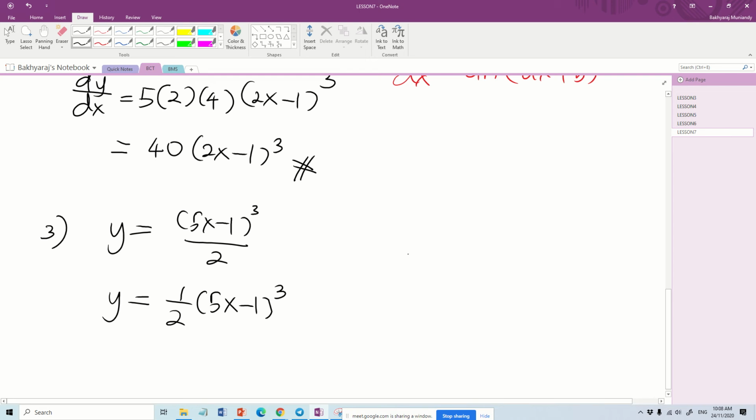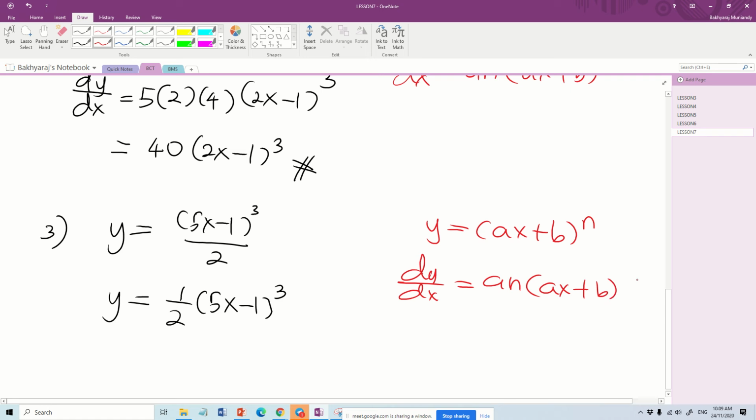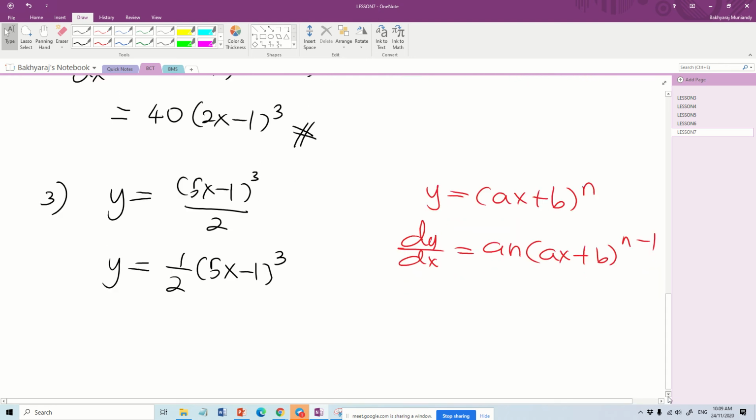You see, it is easy to go. So kalau kita ada fraction, it's a constant fraction, just take out the fraction, put it in front. Itu yang paling senang. Now, just use the normal standard formula: y equals (ax + b) to the power of n, and then dy/dx will be equal to an(ax + b) to the power of n minus 1. So what will be our answer? Apa jadi untuk case ni?